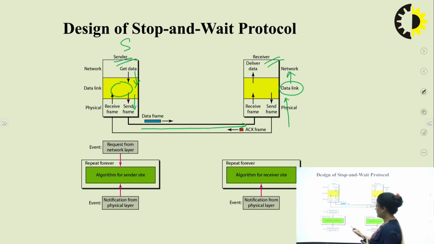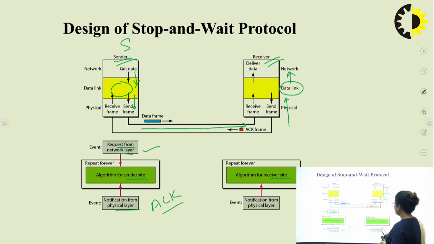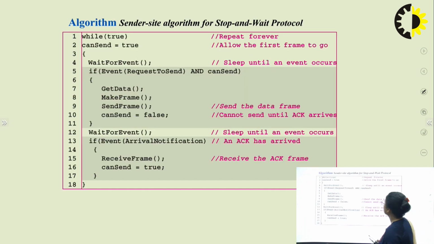Now, in the algorithm for the sender's end, what will it wait for? It will wait for a request that is sent from the network layer. And what else will it wait for? It will wait for a notification, which you also call the acknowledgement signal, that is coming from the physical layer. Now, what about the algorithm at the receiver's end? It will wait for a notification from the physical layer indicating that the frames have arrived from the sender. Fine. This is the algorithm for the sender and the receiver for the stop and wait protocol.